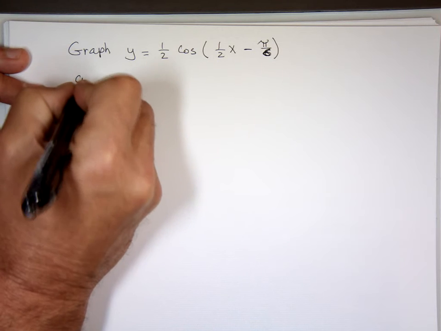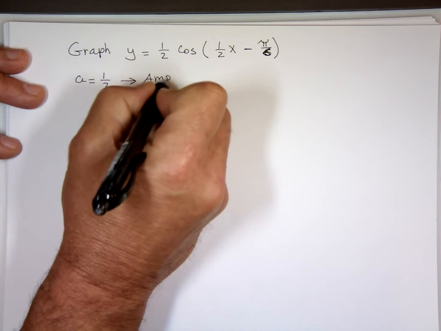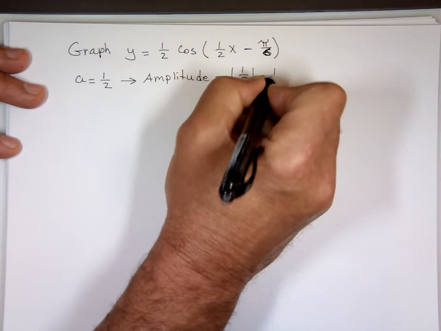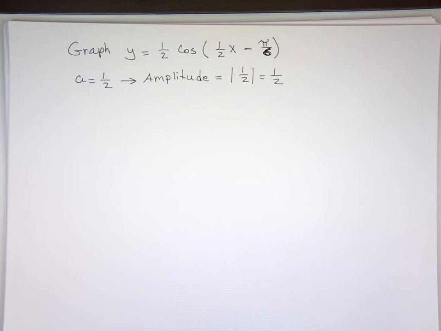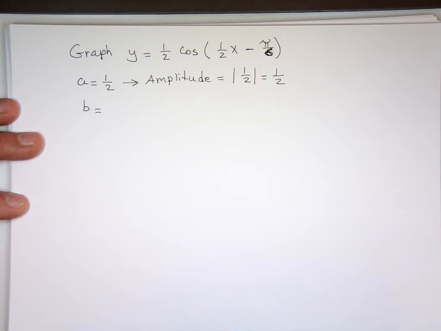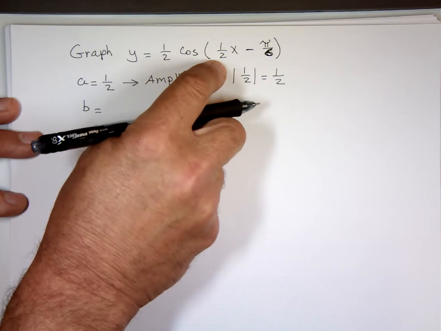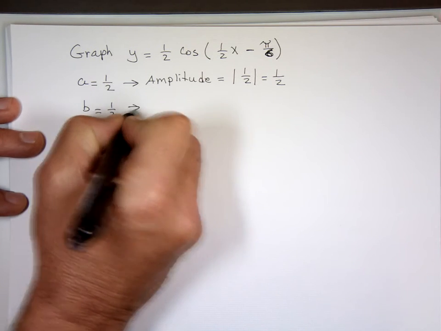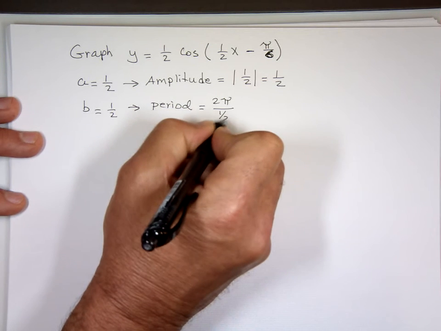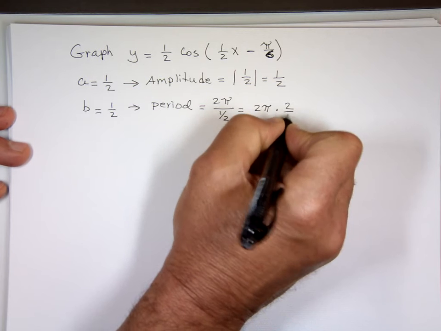So my a, what's a equal to here? A is 1/2. So what's my amplitude? The absolute value of 1/2, which is 1/2. What's b equal to? That 1/2. Not this one, that one. I should have made them different. So it's 1/2. That will tell me what the period is. 2 pi divided by b, and b is 1/2. Again, dividing by half is the same as multiplication by 2 over 1, which is 4 pi.